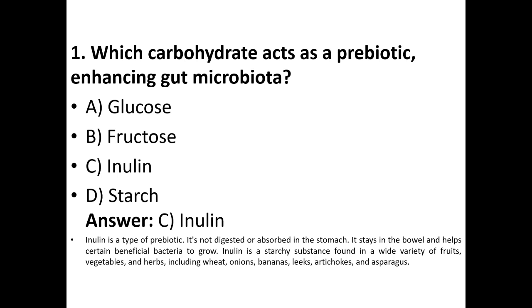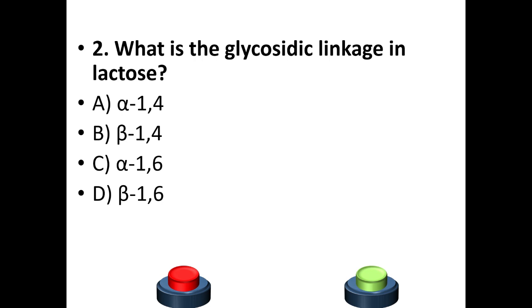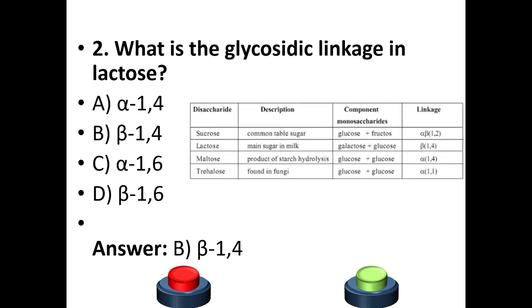Inulin is a starchy substance found in a wide variety of fruits, vegetables, and herbs, including wheat, onions, banana, leeks, artichokes, and asparagus. Second question. What is the glycosidic linkage in lactose? Alpha 1,4, beta 1,4, alpha 1,6, beta 1,6. Which is the answer? Here answer is B, beta 1,4 linkage. This is a chart. Here you can see the linkage of sucrose, lactose, maltose, and trehalose. Study well for your exam.